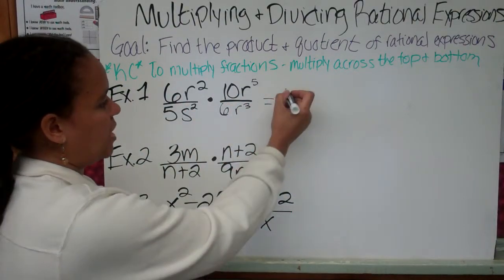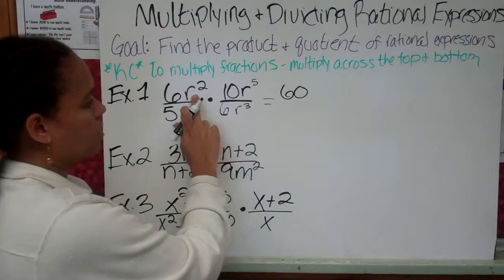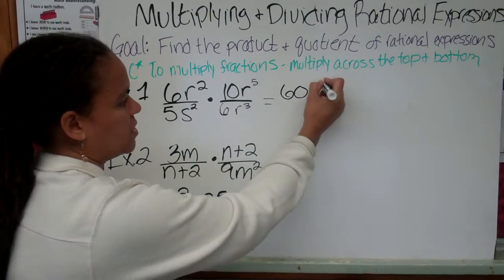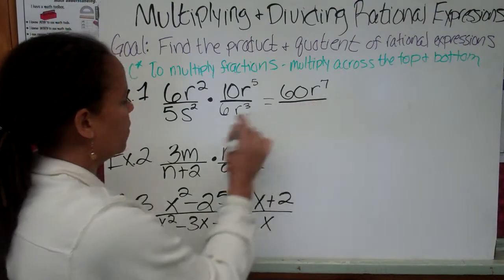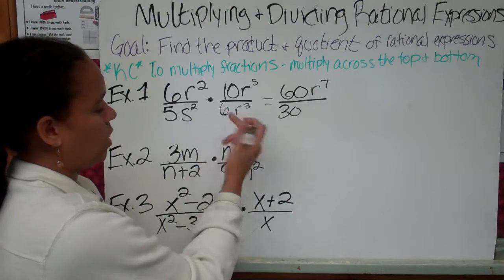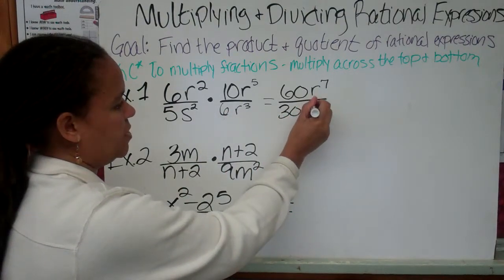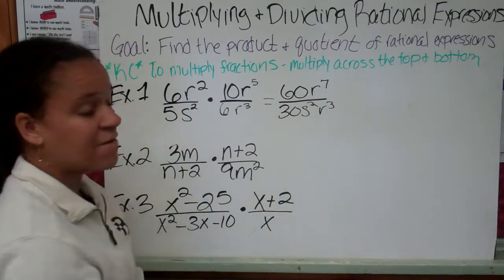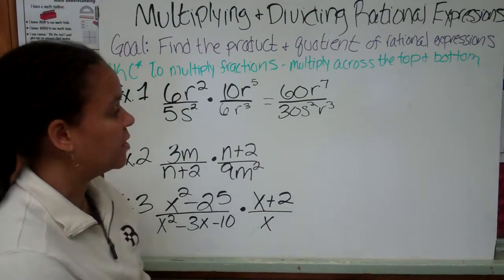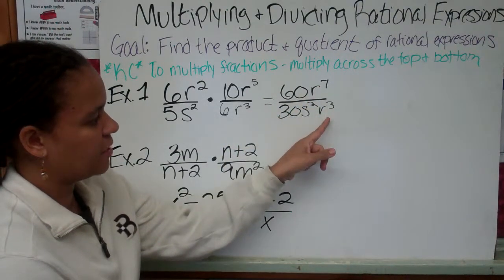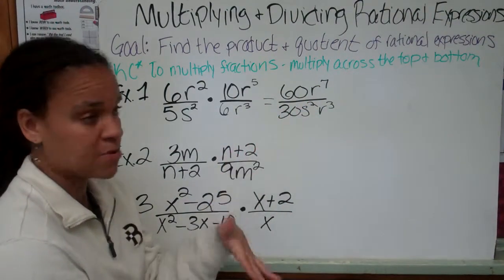So 6 times 10 would be 60. R squared times r to the 5th, that means we have 2 and 5, so we're going to have r to the 7th over 5 times 6 will be 30. S squared, there's no other s's to combine it with, so we'll keep that. R cubed. Now we're not finished yet because this is not simplified. I can simplify or reduce this fraction, and I have r's up top and down low. They can only be on one level, either up top or down low.